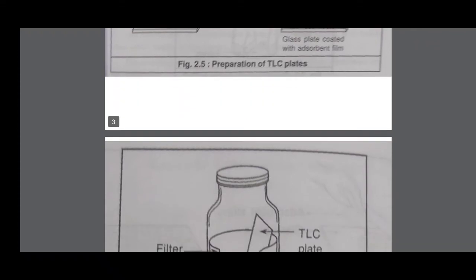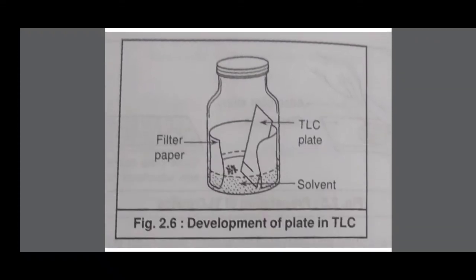Unsaturated compounds are readily detected by exposing the TLC plate to iodine vapors in a closed chamber. The position held by the solutes turns brown. Therefore, I am showing the diagram here: development of a plate in TLC. This may be the iodine chamber, here the TLC plate and filter paper. This is the developed plate of TLC.